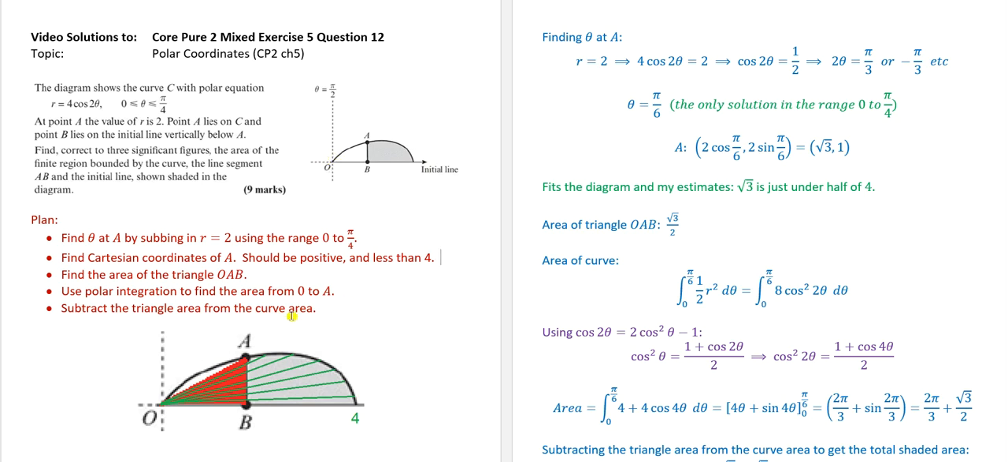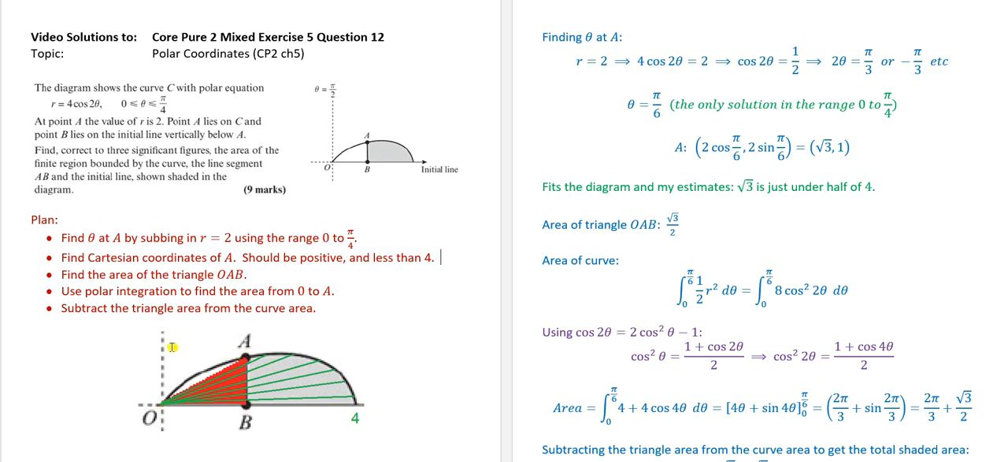The next bits benefit from having a slightly bigger diagram, which is why I've done this. If I were to add up all of the tiny thin segment slices that I get when I integrate using polar integration, I'm going to get an area which is too big. But it's going to be too big by exactly that red triangle in here. So all I need to do is integrate between 0 and whatever theta is, and then subtract the area of that triangle.